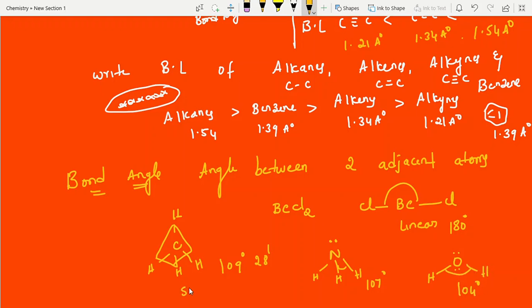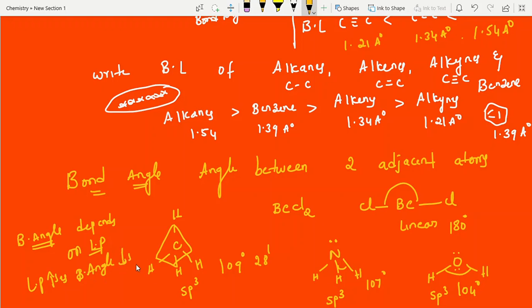This is sp3 hybridization. This is sp3 hybridization. This is also sp3 hybridization. But the bond angle depends on lone pairs. As lone pairs increase, what happens? Bond angle decreases.